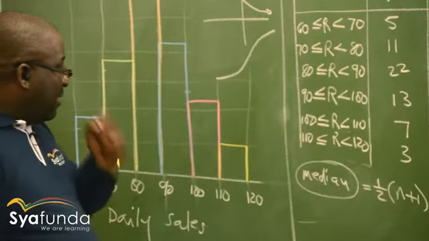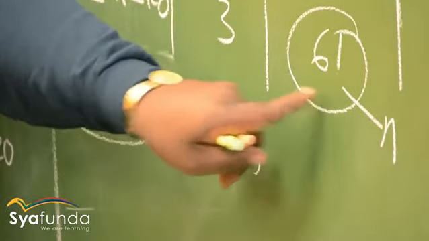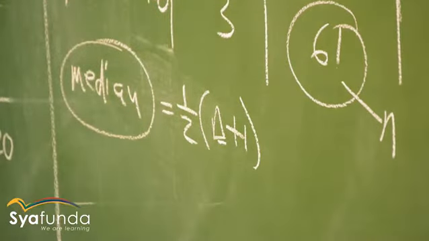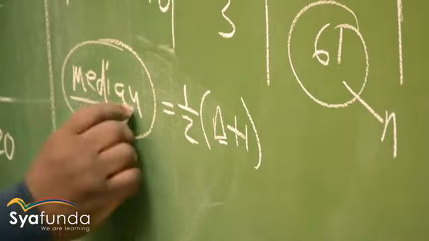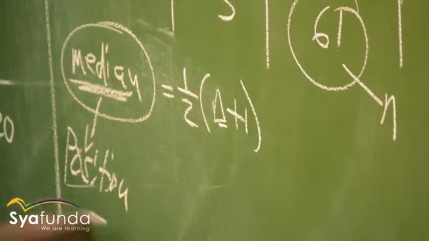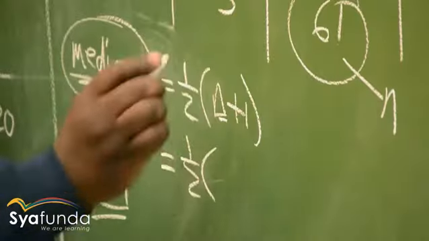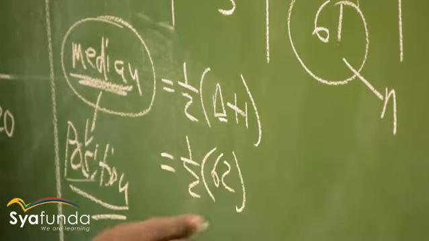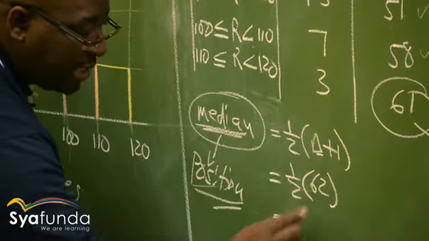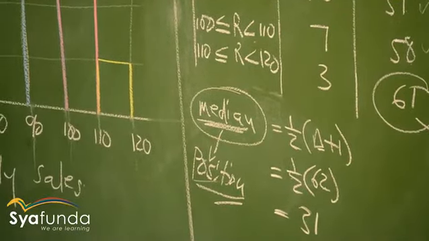In this particular case, what is the value of n? Remember, the last value here is the value of n. So if n is 61, what is the median? Remember, this is not giving me the actual median, it is only giving me the position of the median. The position will then be half of 61 plus 1, which is 62. What is half of 62? Half of 6 is 3, half of 2 is 1. So the position of the median is 31.